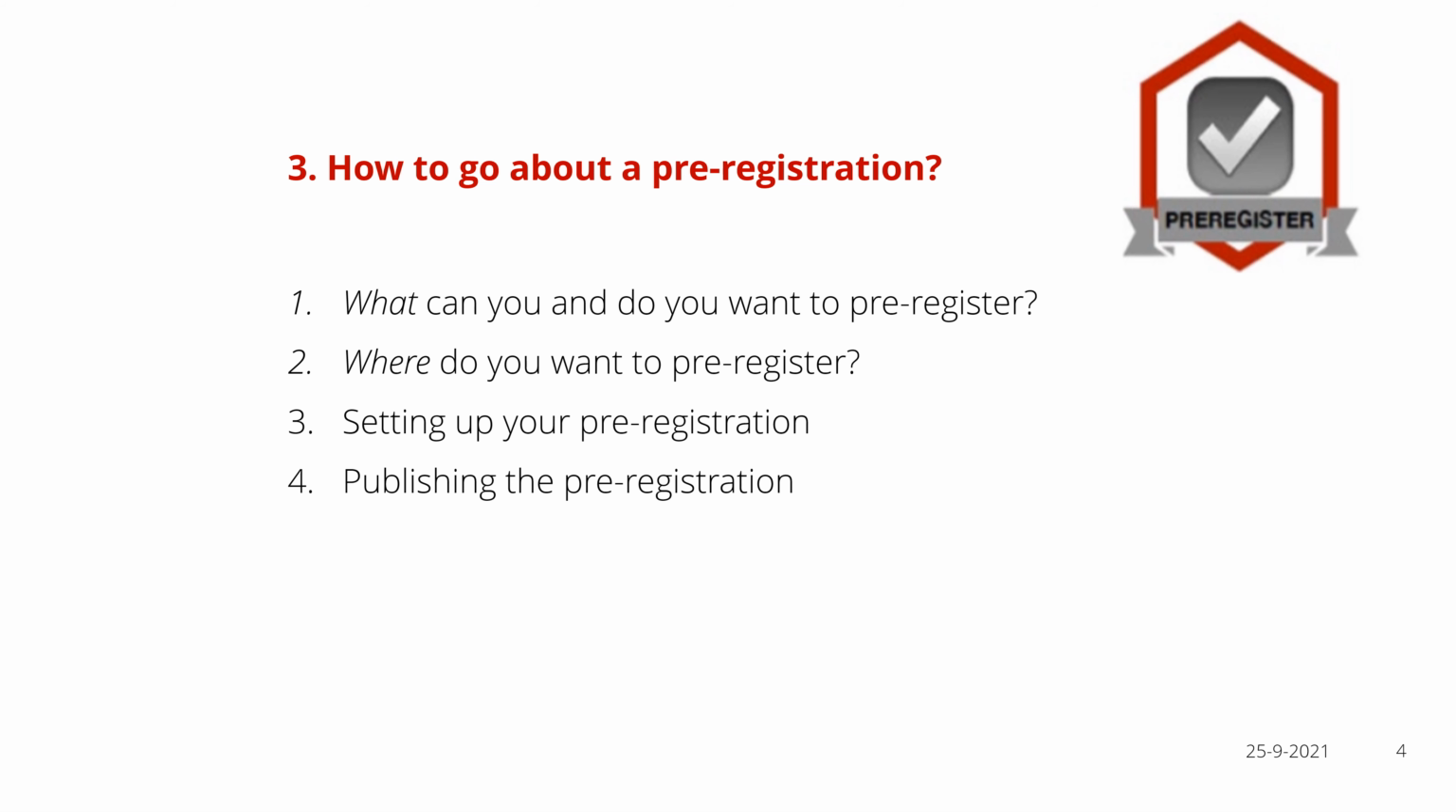First, you need to decide on what you can and want to pre-register. Then, you decide on where to pre-register. When you have figured out the answer to both of these questions, you can set out to actually setting up the pre-registration. When you're ready, you can put your pre-registration online so that it is time-stamped. When this is done, you're ready to start your study.